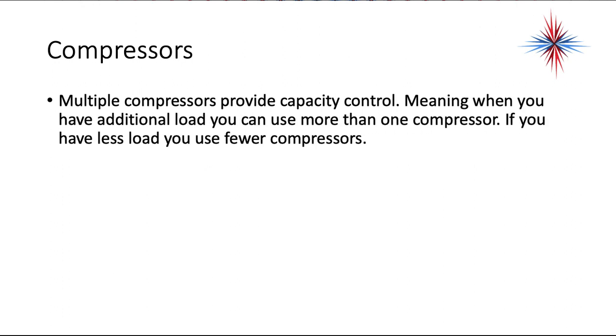Multiple compressors can be combined to provide capacity control, meaning when you have additional load, you can use more than one compressor. If you have less load, then you use fewer compressors. This is very frequent in rooftop systems and package units.